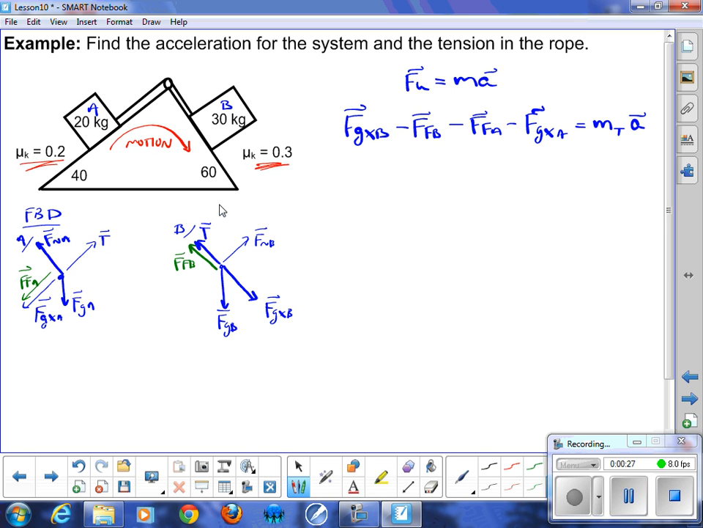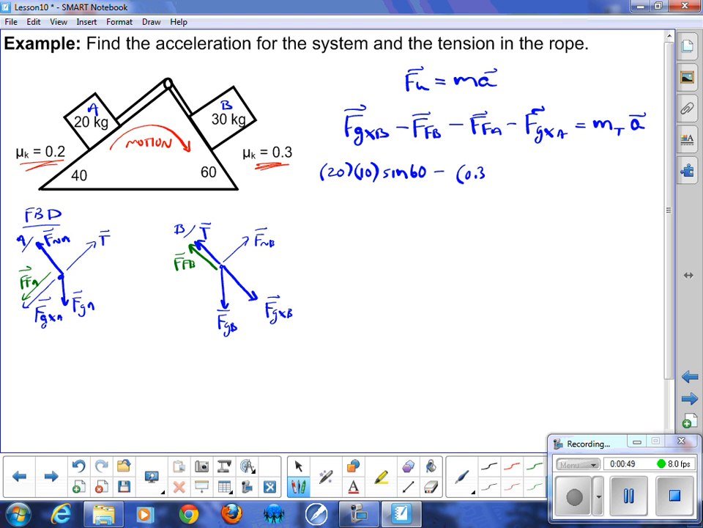So force Gx, so it's mass times gravity. I'm going to go with 10, and it's going to be sine 40. Hope I don't make an error here. Force due to friction. Oops, I already did. On the first, it's 60, because I want object B. Sine 60 minus force due to friction.